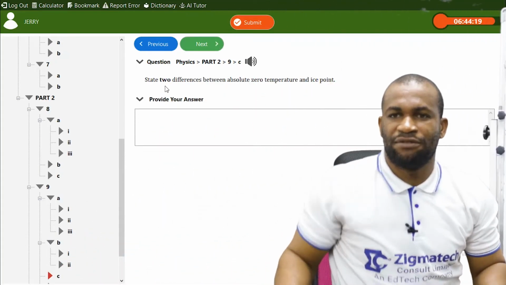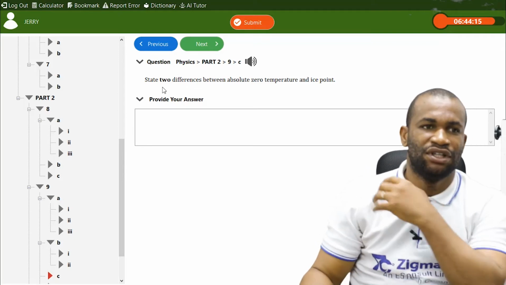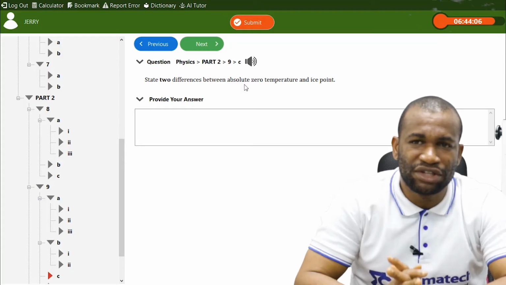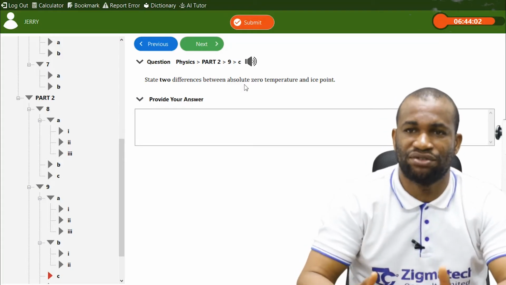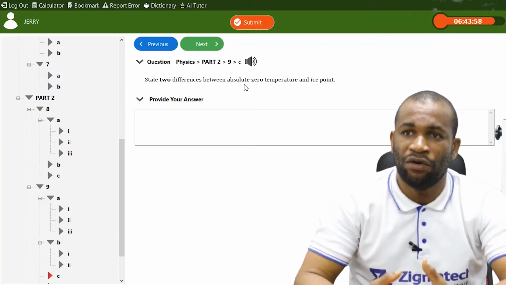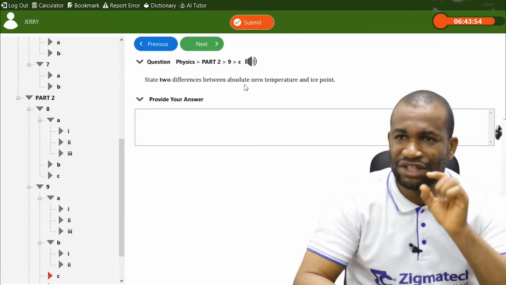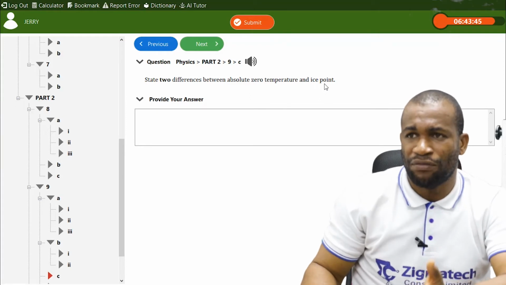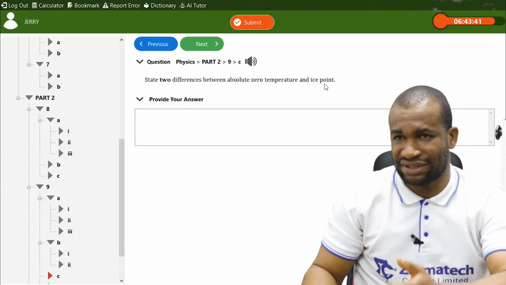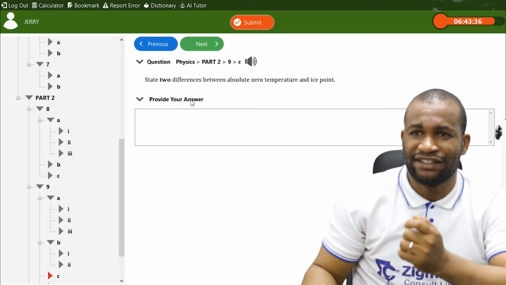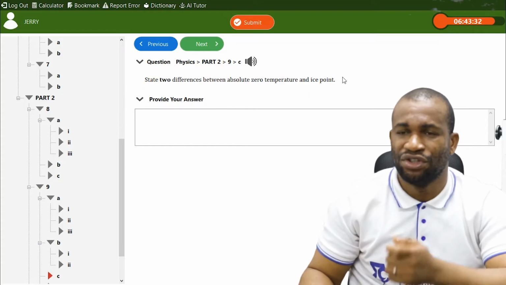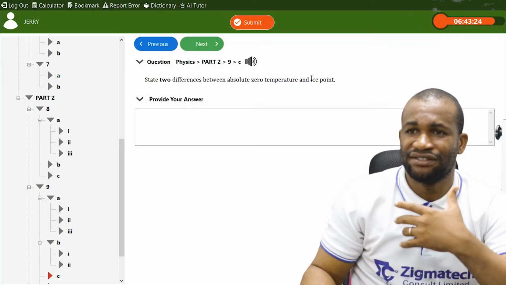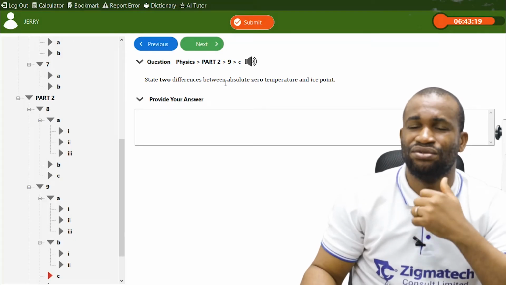The next question is to state two differences between absolute zero temperature and the ice point. When we talk about absolute zero temperature, we are talking about zero measured by the Kelvin scale. The Kelvin scale is used to measure temperature as well as the Celsius scale or Fahrenheit scale. But whenever you want to find absolute zero, it is that zero measured by Kelvin temperature. The ice point is the temperature which is zero for water. Water at the freezing point has a temperature called the ice point. So this is zero temperature according to the Kelvin scale, and this is zero temperature according to the Celsius scale.